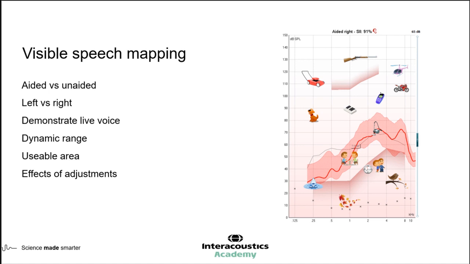You can make adjustments to the hearing aids and see the effects of those adjustments live in visible speech mapping. And that's really nice for doing comparisons before and afters. And that can help explain why something does work well or doesn't work well, or why something might be better than another for that particular patient.